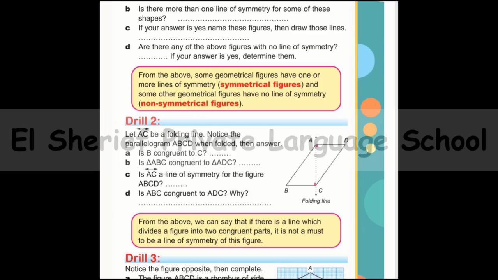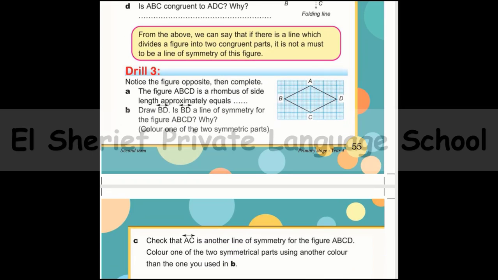We divide the parallelogram into congruent figures, but we can't fold the figure around this line, so we can't say that straight line AC is a line of symmetry. So the parallelogram has no line of symmetry.